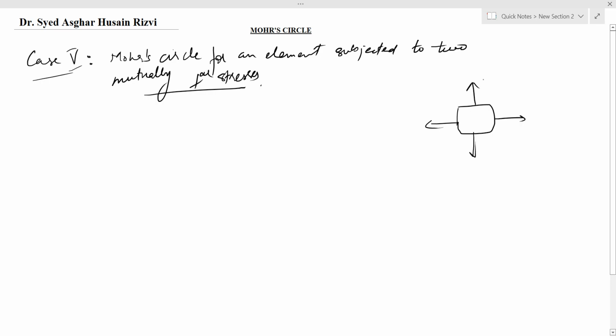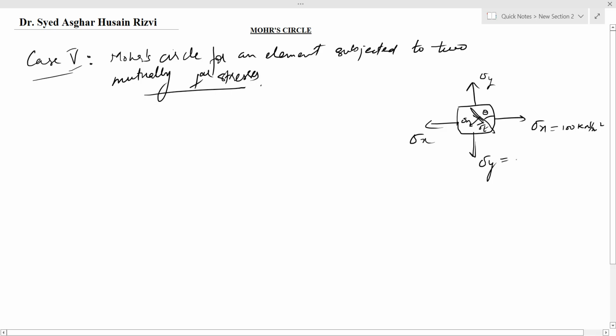This is the element that is subjected to two stresses sigma y and sigma x. This is the oblique plane. We have to find out the value of normal stress and this tangential stress sigma t on this plane. These are the two stresses. Let sigma x be 100 kilonewton per meter square. Sigma y equals 40 kilonewton per meter square.